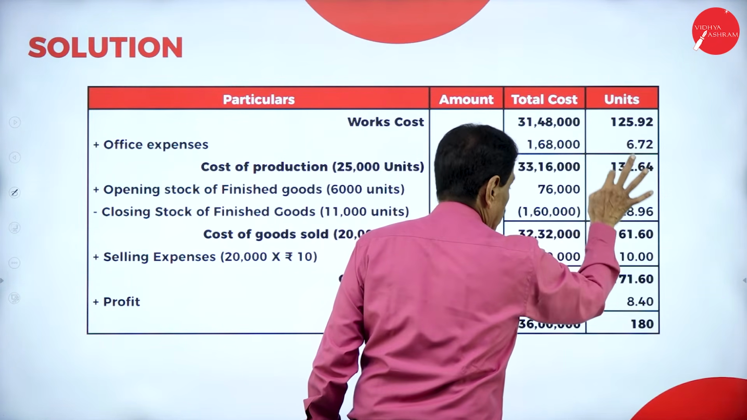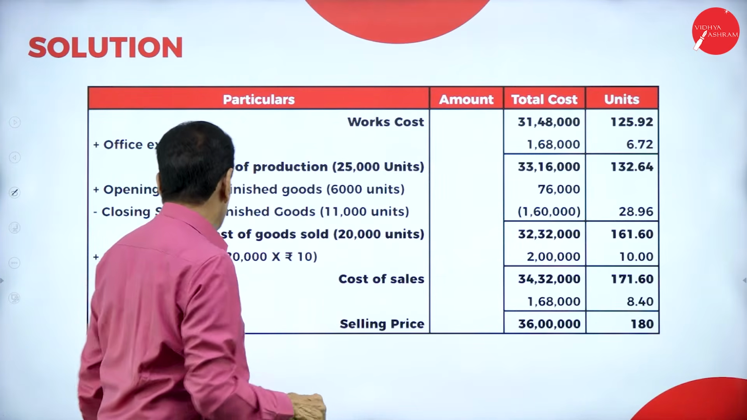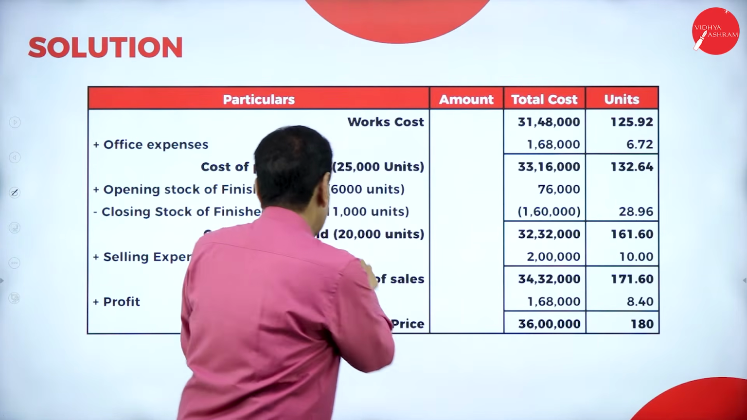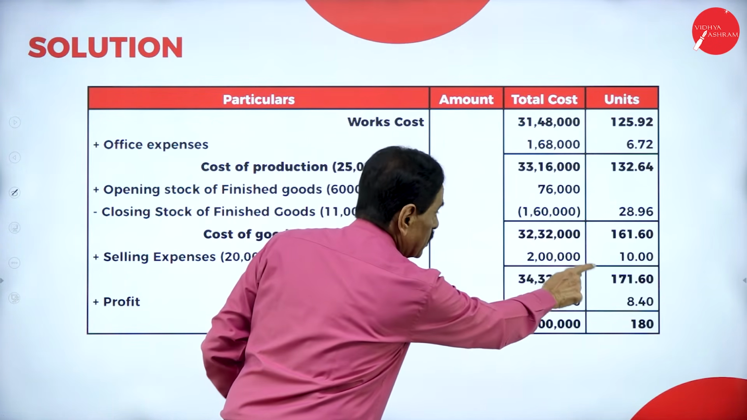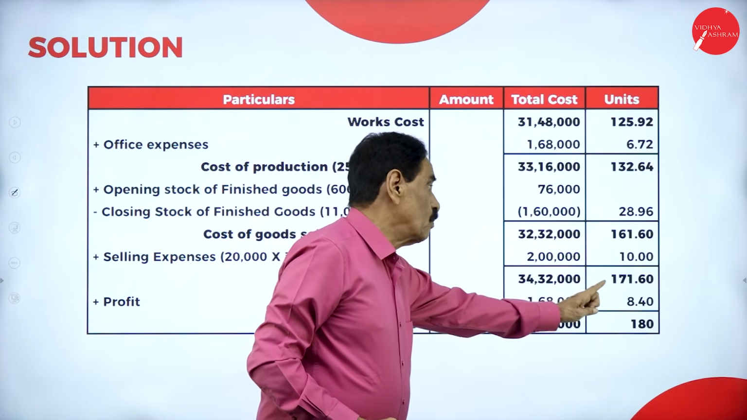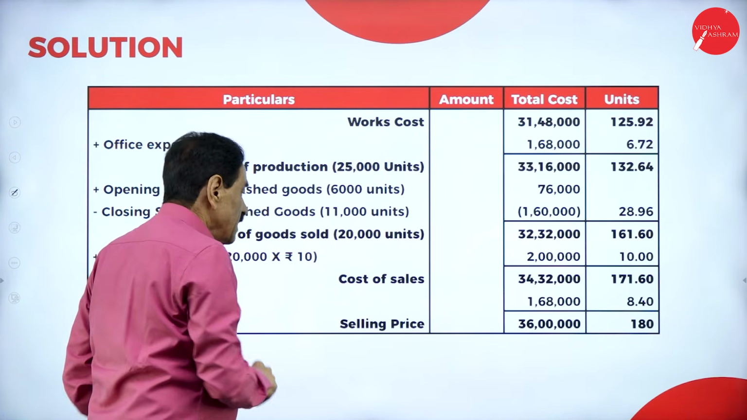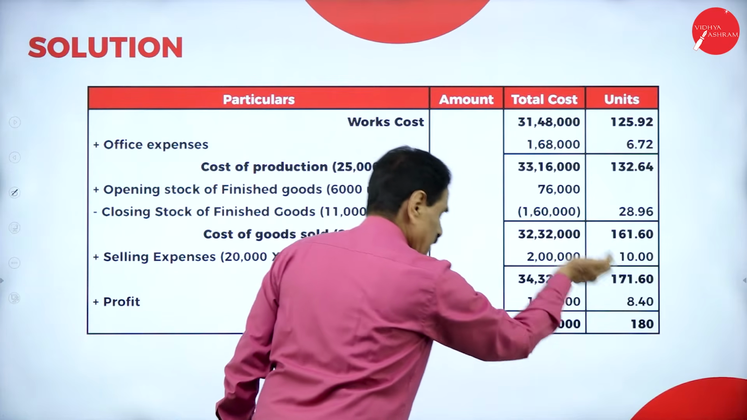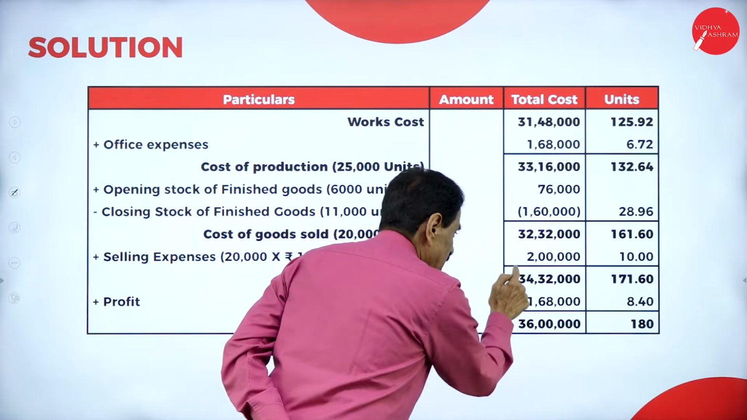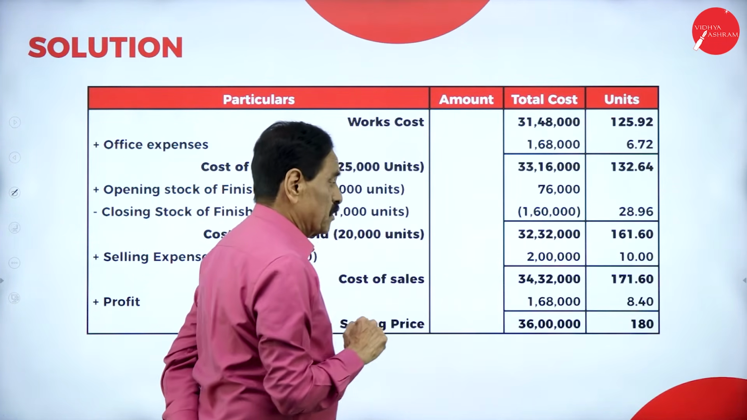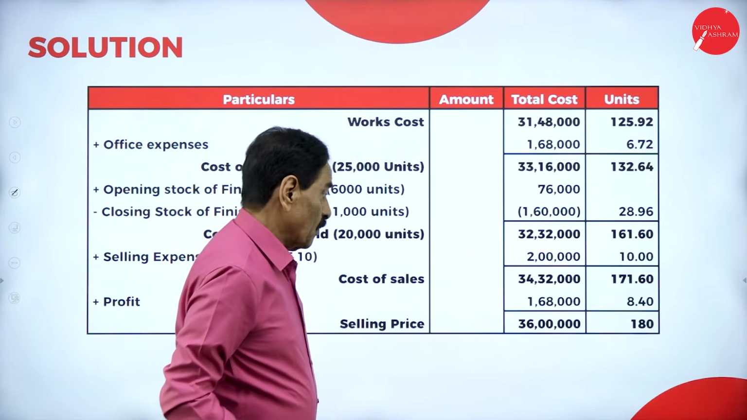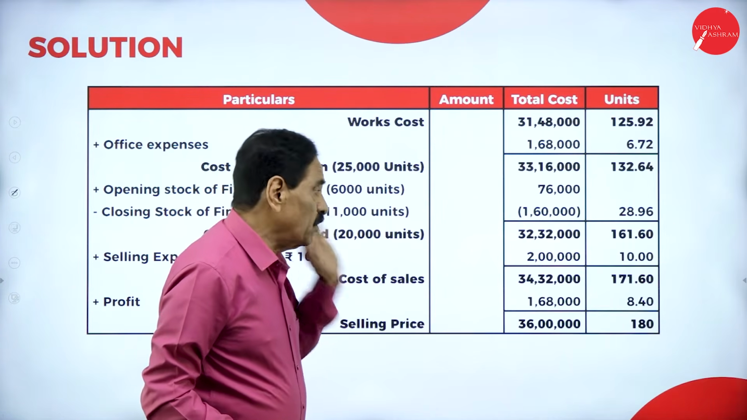From this, if we deduct, it becomes 28.96. Add selling expense, they have given per unit how much? 10. What sales did you make? 20,000. 20,000 into 10 becomes 2 lakh. If we add, it is 34 lakh 32,000, 171.60. Then they have given the selling price 180 multiplied by 20,000. It becomes 36 lakh. From the 36 lakh, deduct 34 lakh 32,000. It becomes 1 lakh 68,000. From 180 deduct 171.60, it comes to 8 rupees 40 paisa per unit.